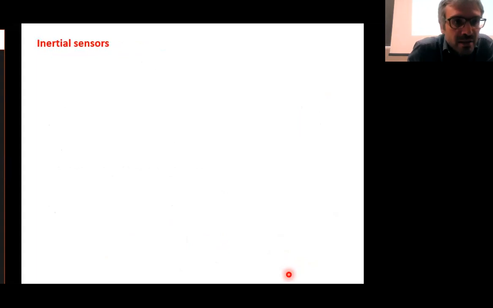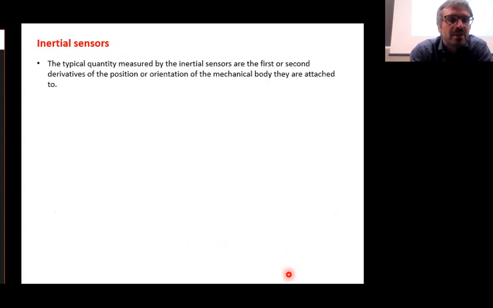Then the last proprioceptive sensor is the inertial sensor. Inertial sensors are the ones that measure inertial quantities, first or second derivatives of the position or the orientation, like acceleration, angular acceleration, angular velocity, and linear acceleration. Linear velocity is not measurable. We will see this.